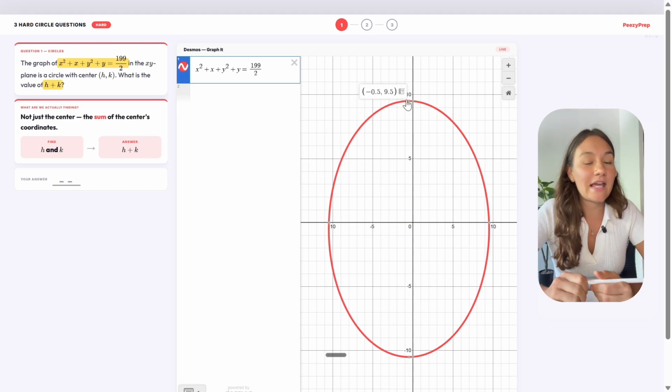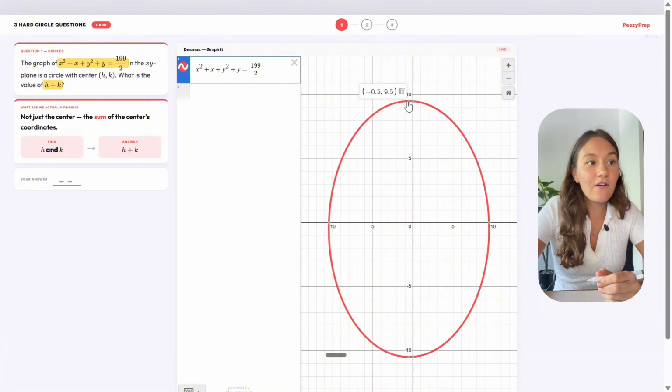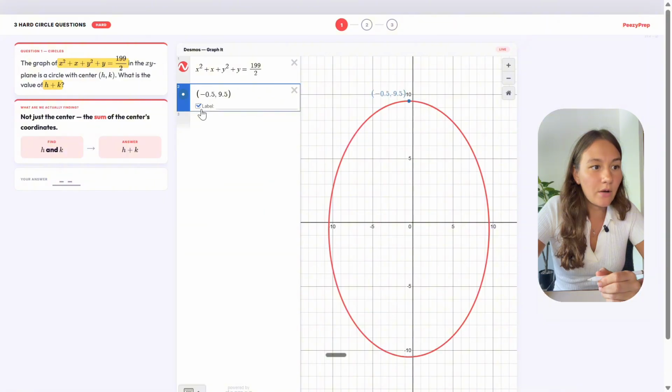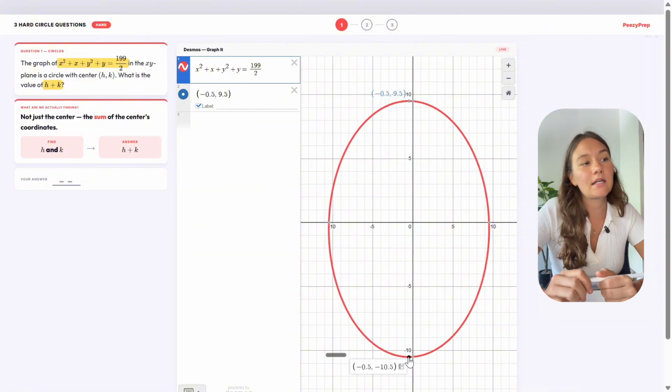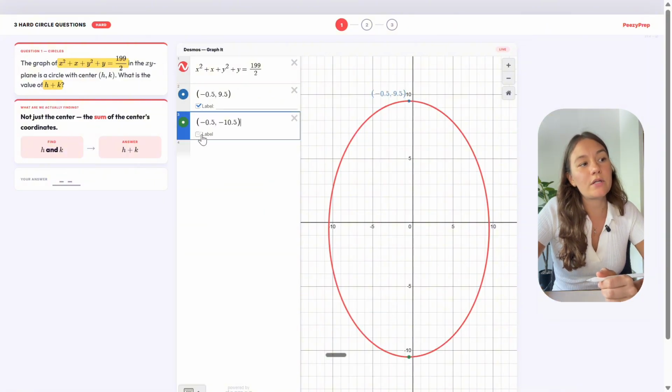Now, what do we know about the diameter of the circle? The diameter of the circle always goes through the center. So this is going to be really helpful for us. If I have the points on the diameter, which I'm going to label for myself, negative 0.5 comma 9.5, and the one down below on the other side is negative 0.5 comma negative 10.5. So those are my 2 points on the diameter.